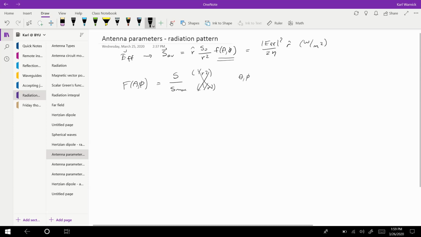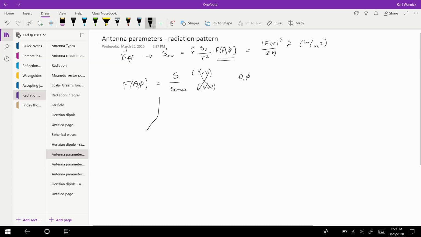That's why we call it a pattern. It's where does the energy go in terms of angle? Does it go in a very narrow range for a highly directive antenna or a broad range of angles that we'd get for a small antenna? The radiation pattern governs where the energy goes. Now, once we have the radiation pattern, we can do a lot of things with that. We can plot the pattern.